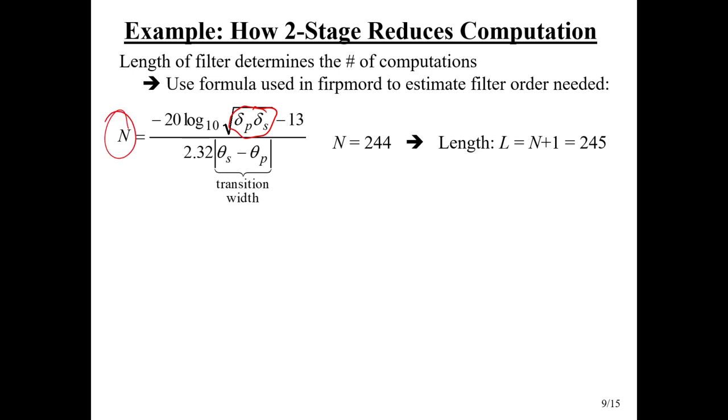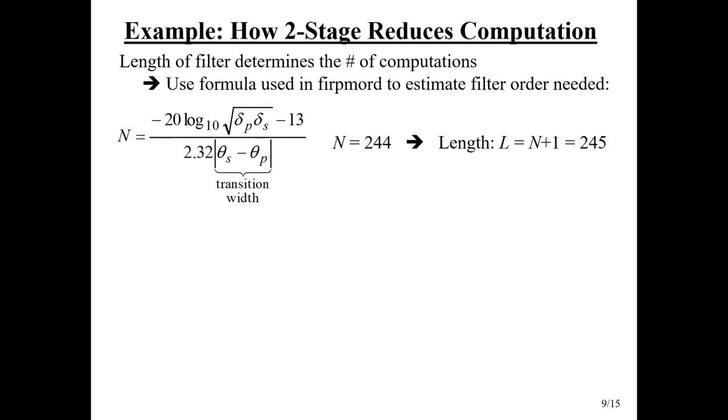And then we see, I'm sorry, that's not necessarily true, right? It's the other way around because there's a negative out in front. So as these go down, N is going to go up. So as we get more stringent on our passband and stopband requirements, the length is going to go up. So those have an impact.